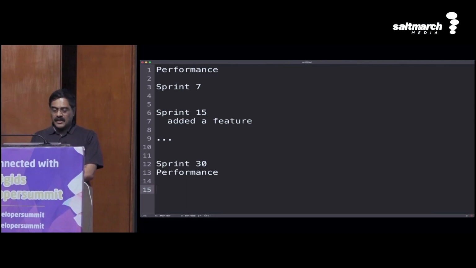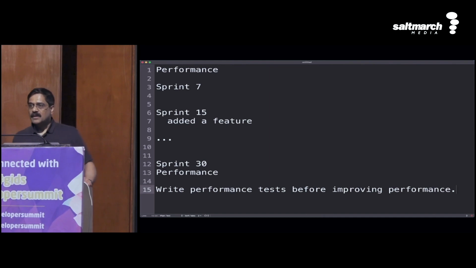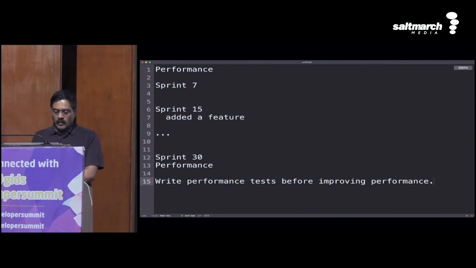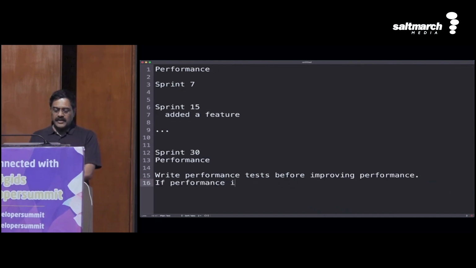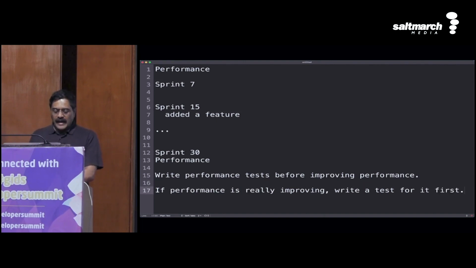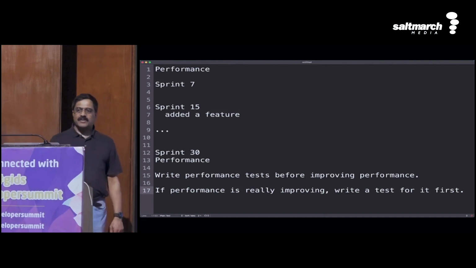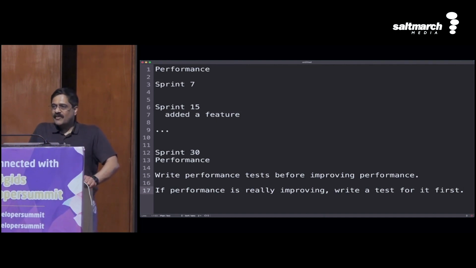The lesson is write performance tests before improving performance. Here, let me put it in different words. If performance is really important, write a test for it first. Two reasons. If you write a test for performance, what are you going to do? Hey, this should be fast. What does that mean? What does fast mean?